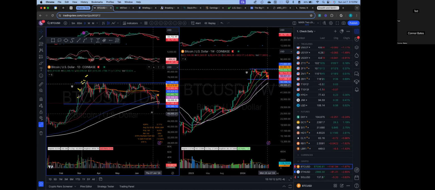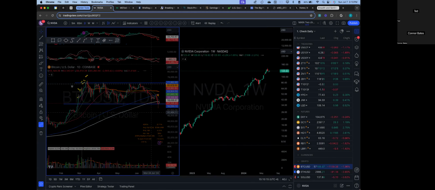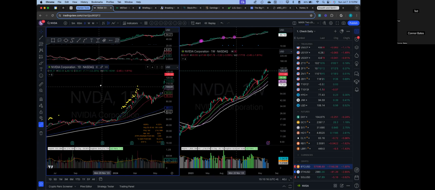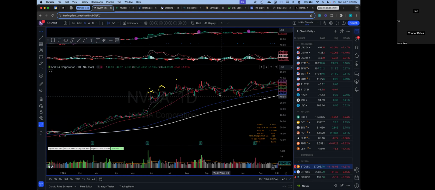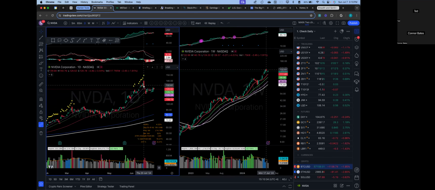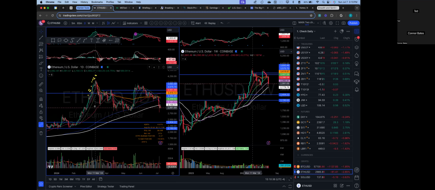We've talked about this before, but this kind of reminds me and Connor of this NVIDIA undercut and rally right here, actually, down at split adjusted, it was about 400 bucks. As you can see, we undercut this low right here and quickly rallied into the high. So let's see if Bitcoin does the same thing. And then Ethereum ETF is very close to approval.